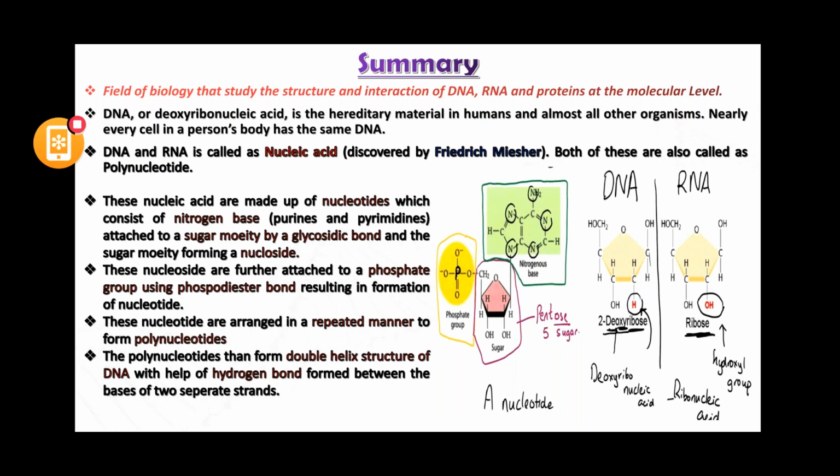Now, each polynucleotide strand forms the double helix structure of DNA. How does it form? It forms with the help of the hydrogen bond formed between the bases. That bond is called the hydrogen bond. And so we came to know that A bonds with T and G bonds with C.